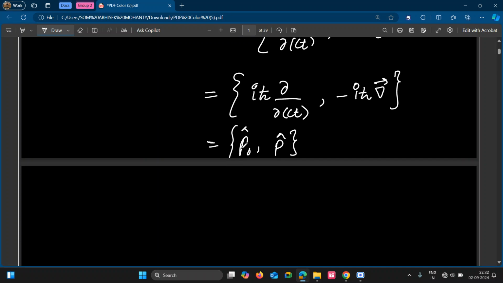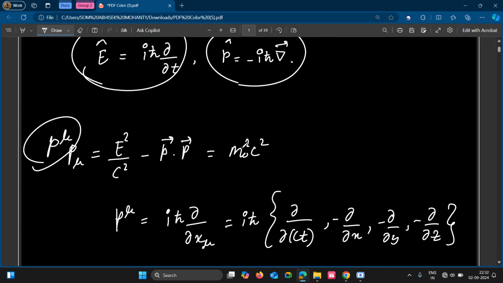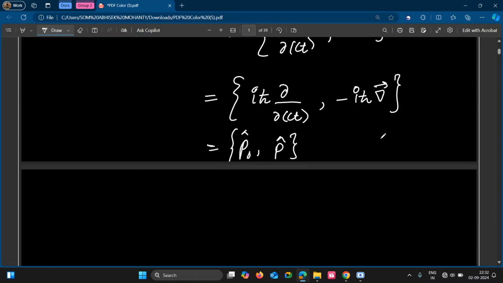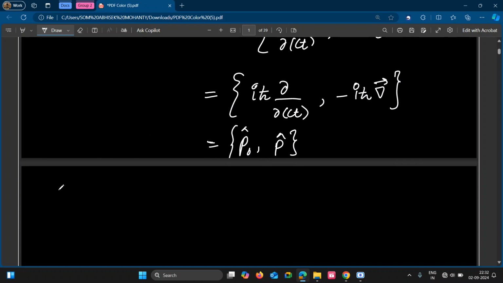Let me give it an equation number. Equation one. Suppose right now P mu P mu psi is equal to m naught square c square psi. Can you write it like that? So what is m naught exactly? m naught is the rest mass of the particle, and c is the velocity of light.